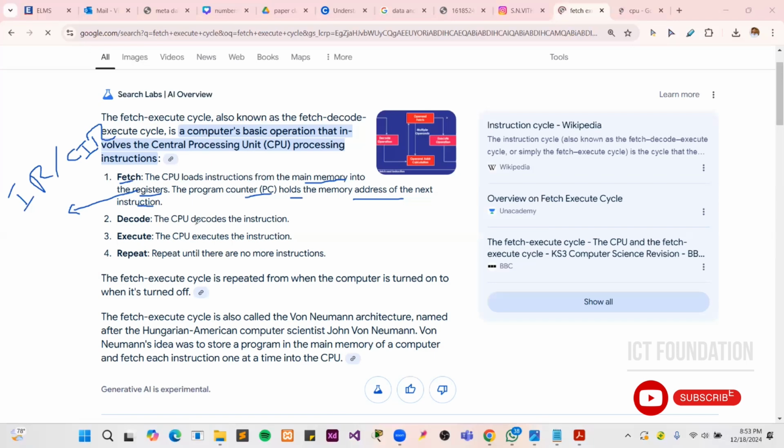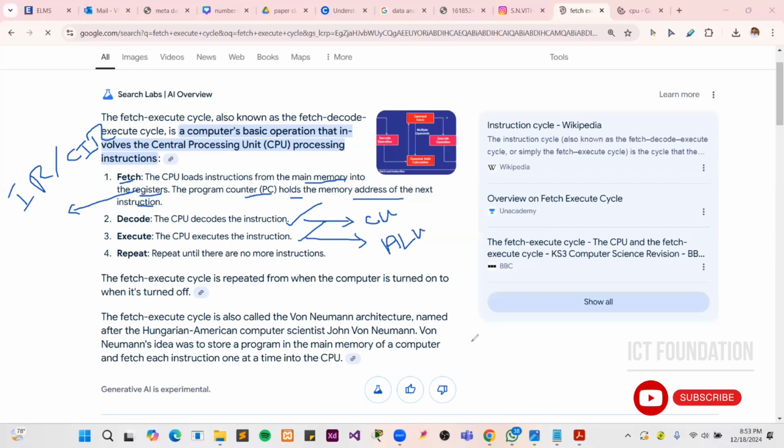Then decode. Decode means the CPU decodes the instruction here. Execute means the CPU executes the instruction. So the decoding activity is the responsibility of the CU. Executing will be done by the ALU. So this is the topic.